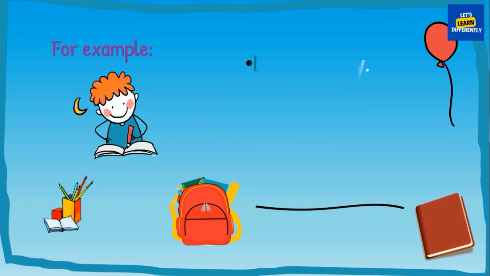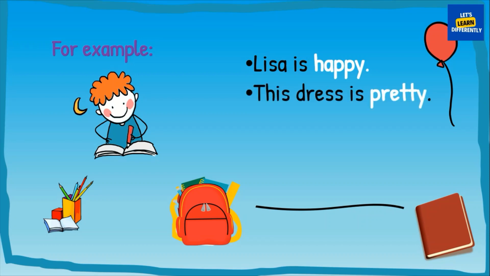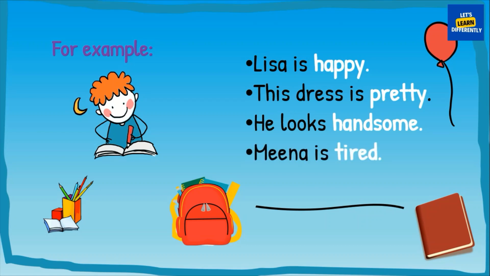For example, Lisa is happy. This dress is pretty. He looks handsome. Meena is tired. The sun is bright.